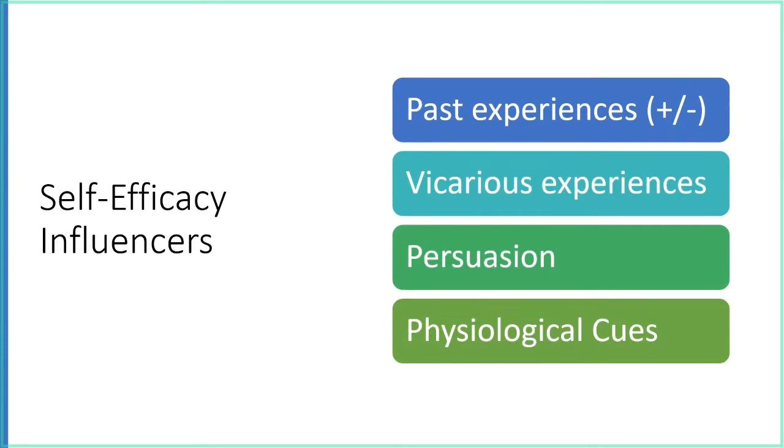Persuasion is next, and persuasion can come from positive social sources, and it can instill confidence in the exerciser. And then lastly, being aware of or in tune with physiological cues can make the exerciser focus on the physical activity at hand and not necessarily on the negative feelings. These are some of the things that influence self-efficacy.